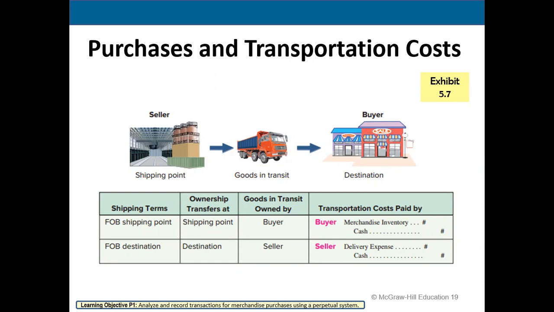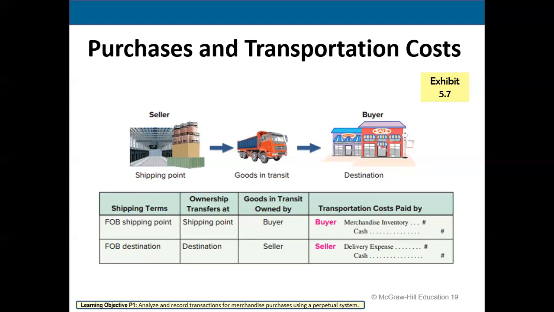So there's two types of shipping terms. The first is called FOB shipping point, and the FOB stands for freight on board. So FOB shipping point means that the ownership transfers at the shipping point. So when the seller loads it on the truck or loads it on the plane or loads it on the train or however it's being shipped to the buyer, it becomes the property of the buyer at that point. So when the goods are in transit, they're owned by the buyer.